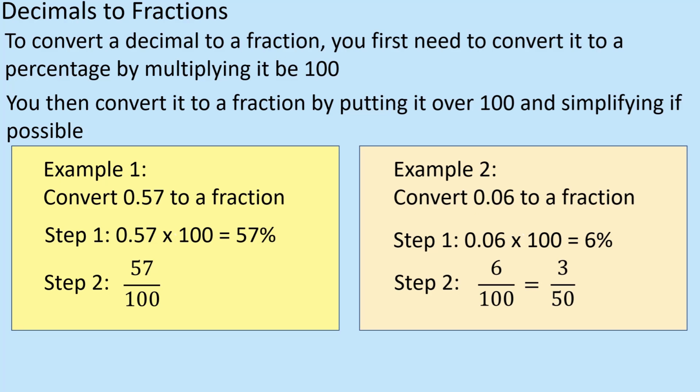Okay, so decimals to fractions: a couple of ways of doing it. Ideally, the quicker the better, and a bit of practice will get you where you need to be. So either convert it to a percent and put it over 100, or recognize the fact that this is 6 hundredths, and now you can just write it straight in.